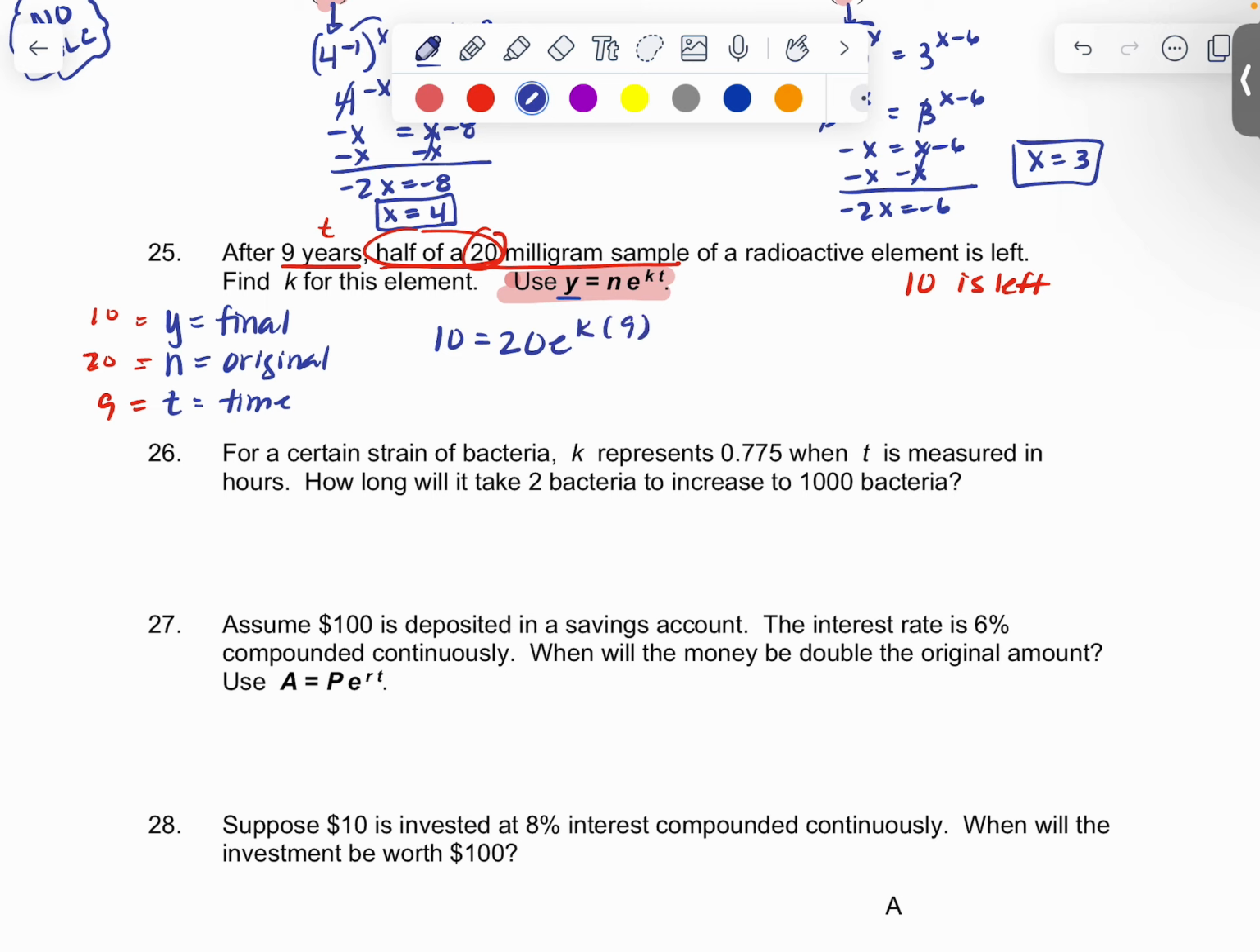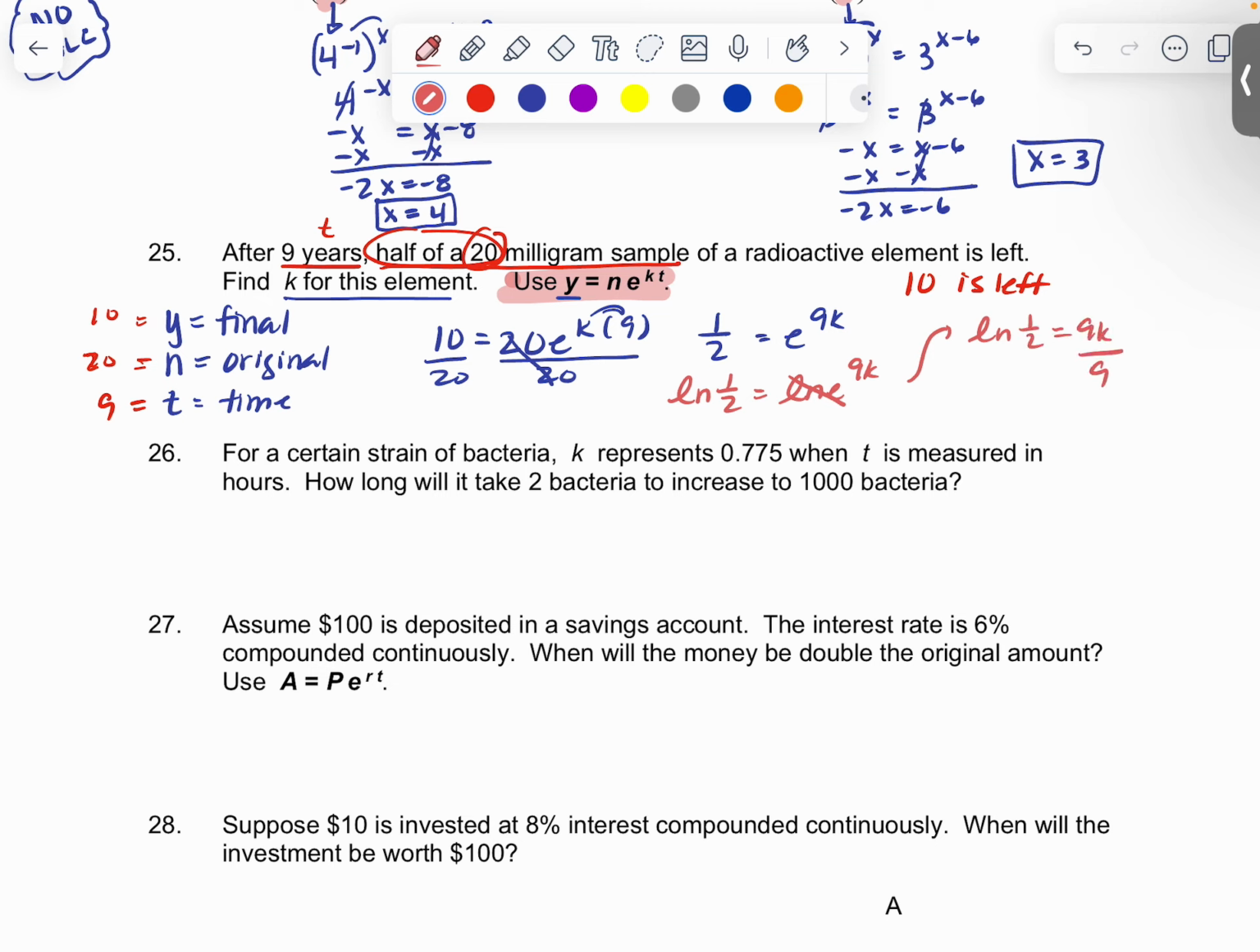Notice I left the K as a K because that's what I'm looking for. Find the K. Now I need to get that 20 away from here, so I'm going to divide both sides by 20. 10 divided by 20 is 1/2, and I have 1/2 equals e to the K times 9, which is 9K. I'm just going to write it like that. Looks better. Now I really need to get rid of that e, and the way that we get rid of an e is to take the ln. So I'm going to go ln of 1/2 equals ln of e to the 9K. And remember, whenever you have an ln and an e, that's just going to cancel out. The 9K drops down. So now I have ln of 1/2 equals 9K.